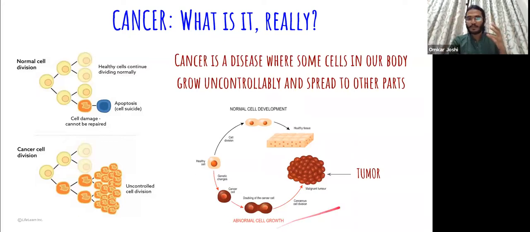Now, you might also read the word malignant tumor here, which means malignancy means the tumor is capable of spreading to other parts of the body. So there is another kind of tumor called benign tumor that does not spread. So the clinician will not call it cancer. He or she will just call it a tumor. A malignant tumor is something that spreads to other parts.